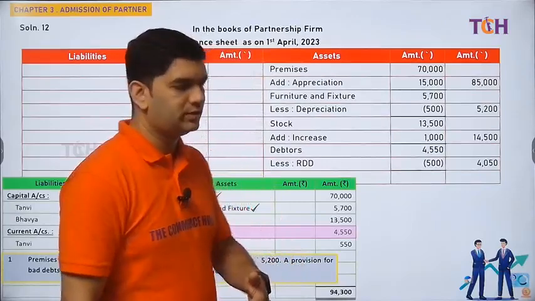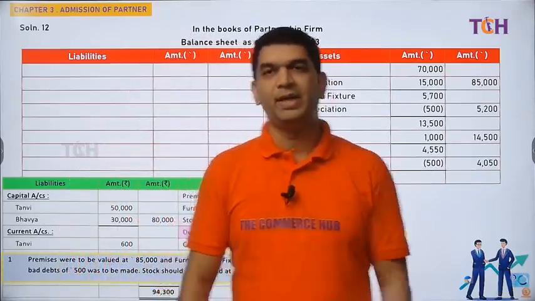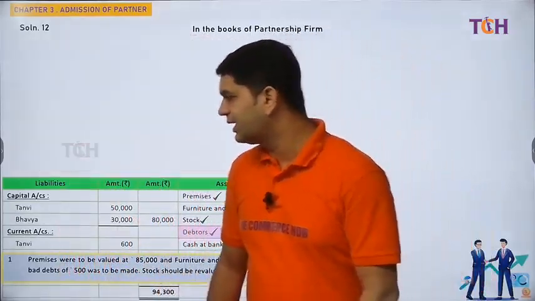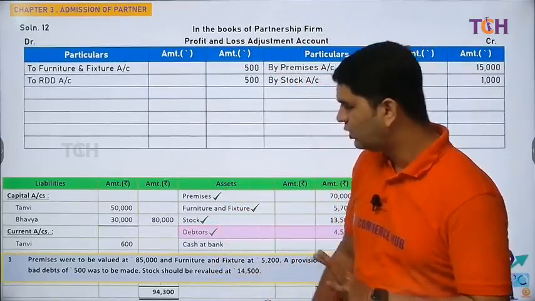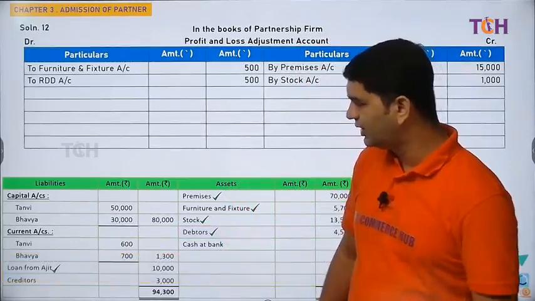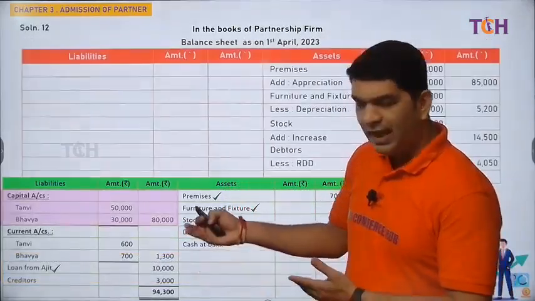As the value of debtors is decreasing, it is a loss. On the P&L adjustment account debit side, we will write RDD, amount 500. So these are the basic adjustments we have over the assets. Now moving forward, let us go for the liability side.